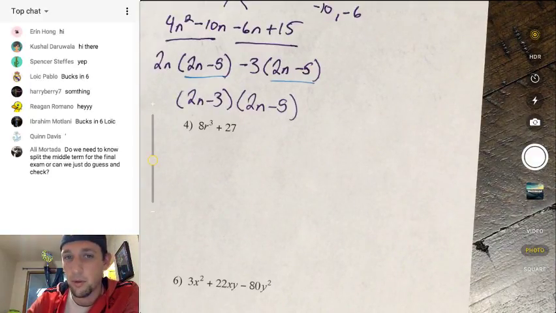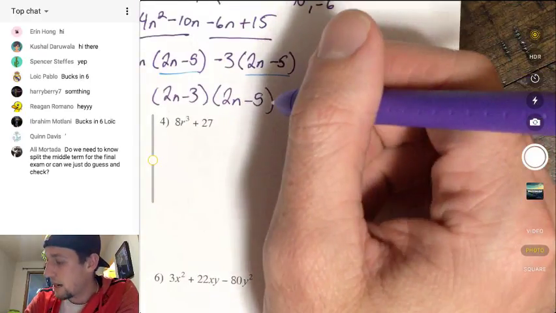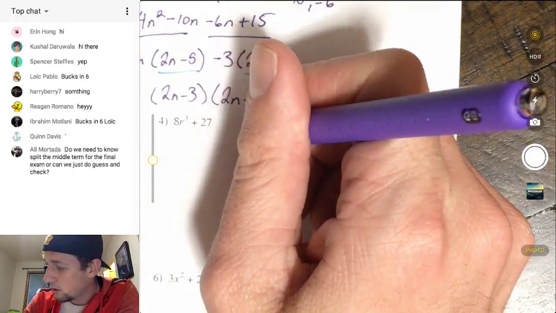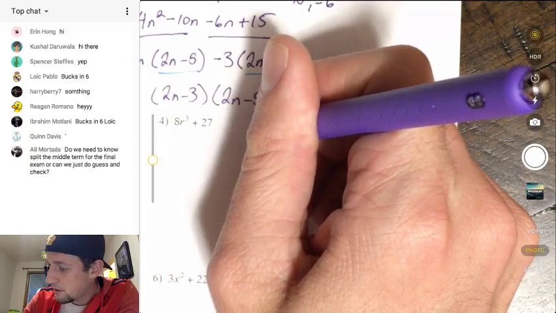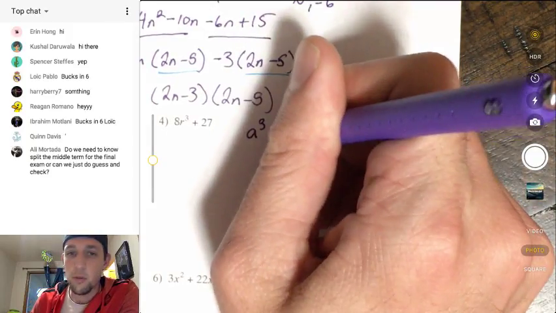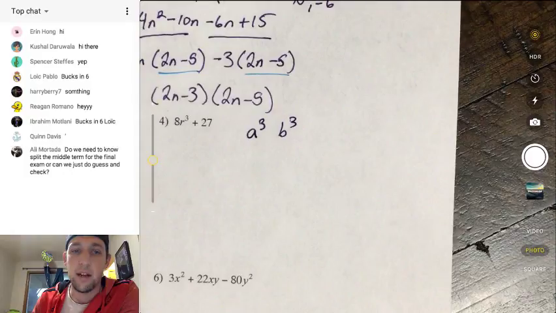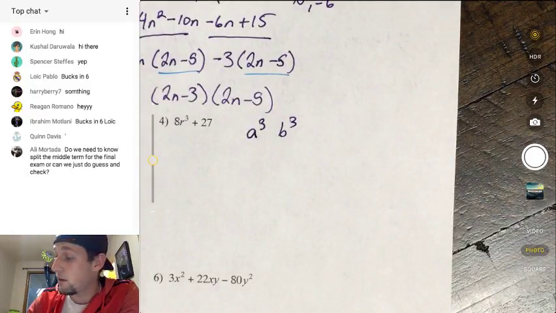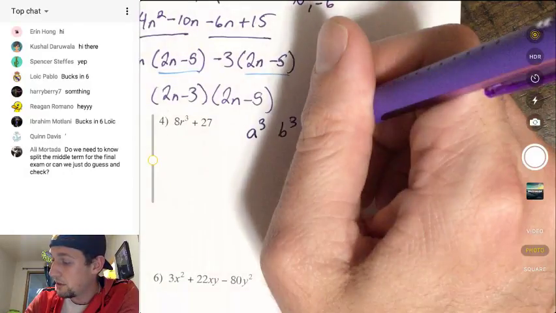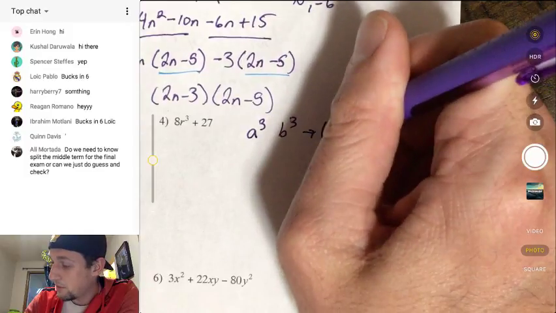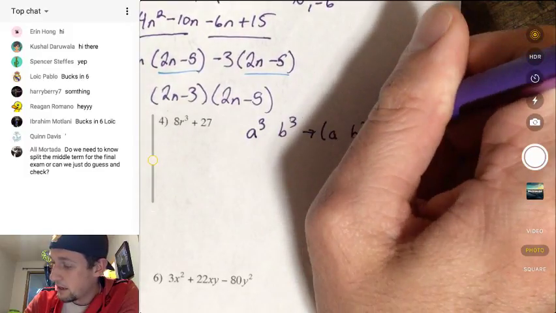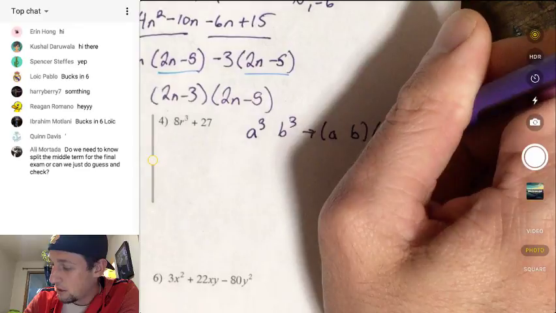I will put the rule over to the side here. The rule is this. A cubed and B cubed is what you start with, so that's kind of like our starting problem. And then what it factors to is (A, B)(A squared, AB, and B squared).